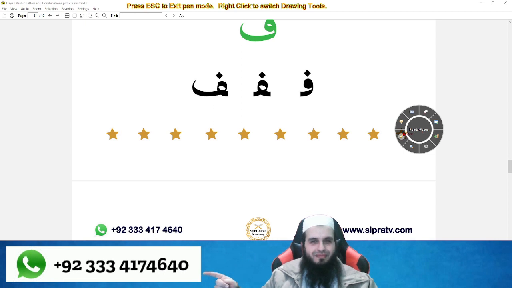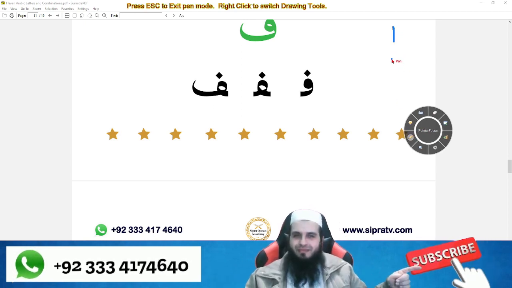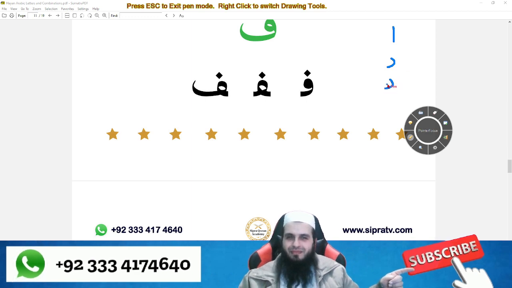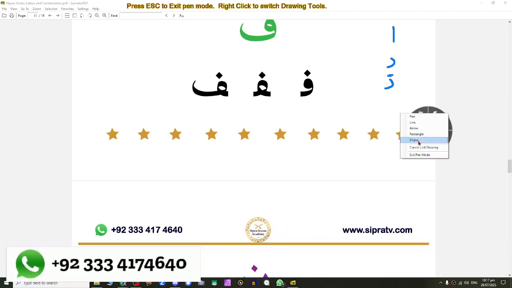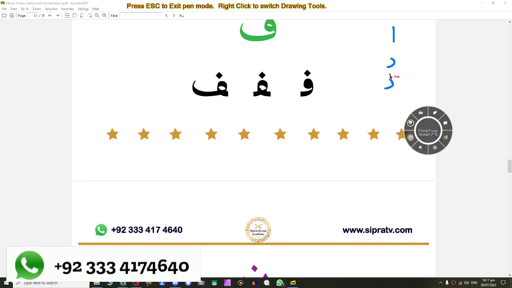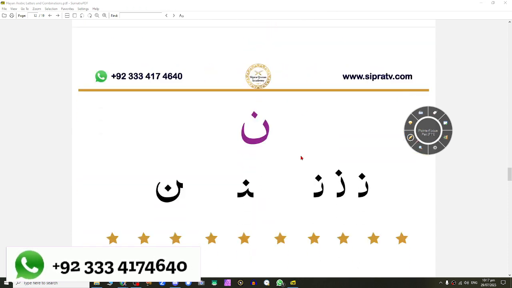So this was the letter which I skipped. Maybe this is Alif, Dal, Zal, Ra, Za, and Waw. These are the letters which are never connected with the letter next to them. They are naughty letters. All right.